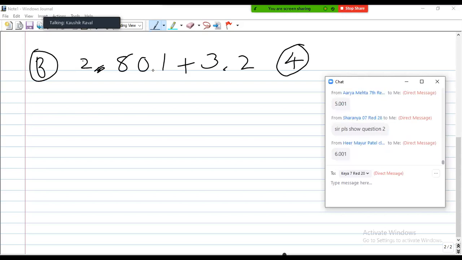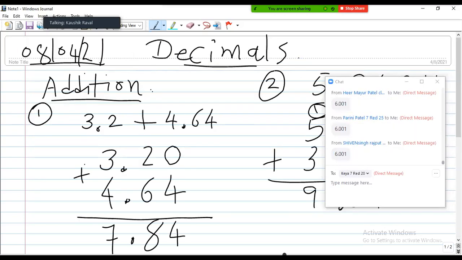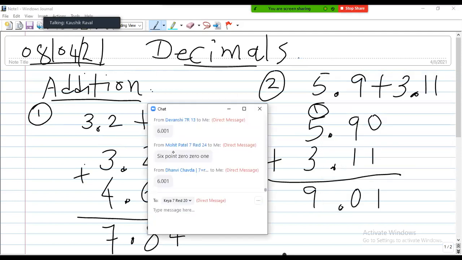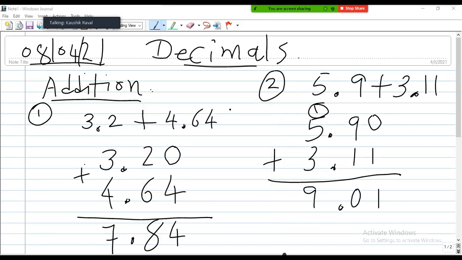Sharanya, you want to see question number 2? Okay, I'm going back to see question number 2. Ansh, you can check it out here. Question number 2. Okay. Yes, Shiven Sri Rajput, correct answer. Good job. Yes, Bhakti, Dhanvi, good. Labdhi, Mohit, Heer, Kavya, Kea. Astha's answer is wrong. Astha, beta, check your answer again. Yes, now it is correct. Very good. Good job, everyone.